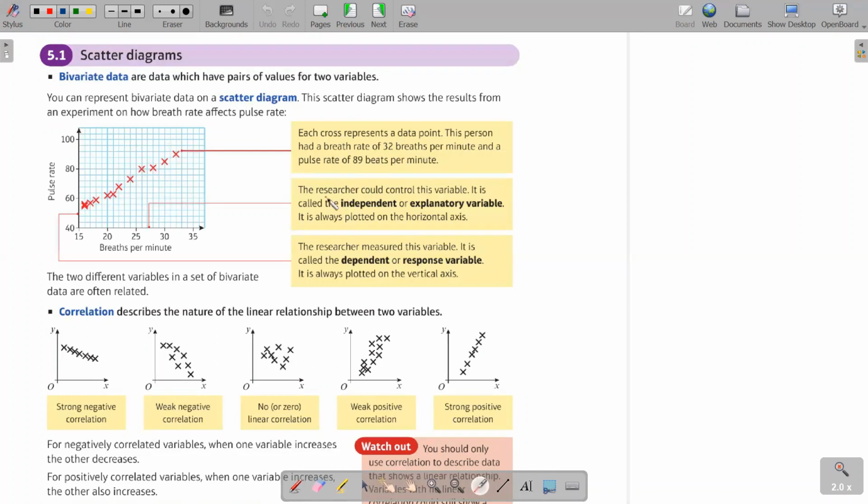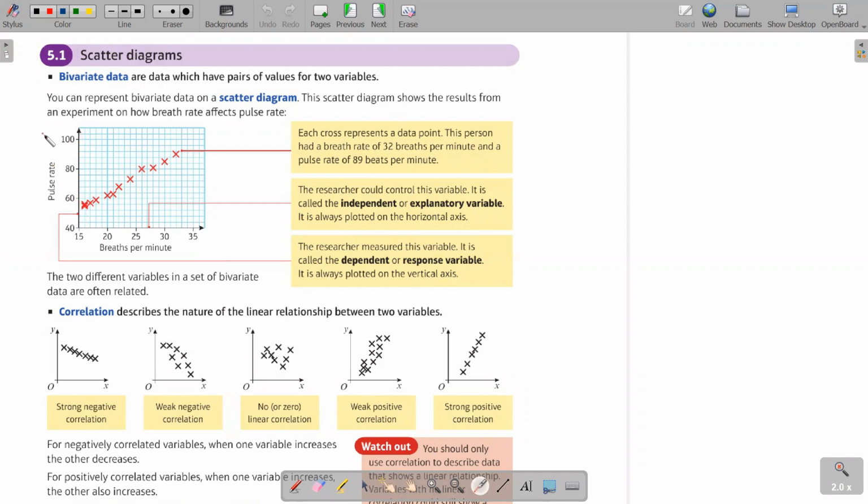The next thing: the researcher could control this variable. They are saying the breaths per minute, the researcher could control this variable. It is called the independent or explanatory variable. It is always plotted on the horizontal axis. I think you guys already know about this, right? The independent variable is always plotted on the x-axis. The independent variable is the one that we control. We can set it as we want, and then according to that variable, we can check the pulse rate.